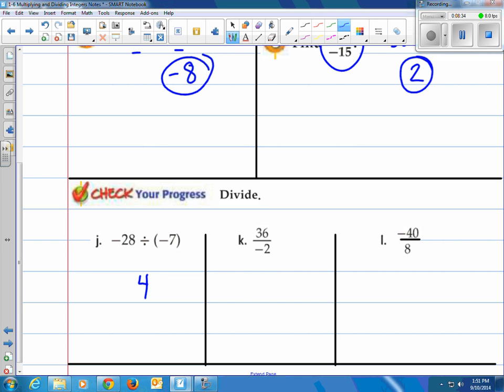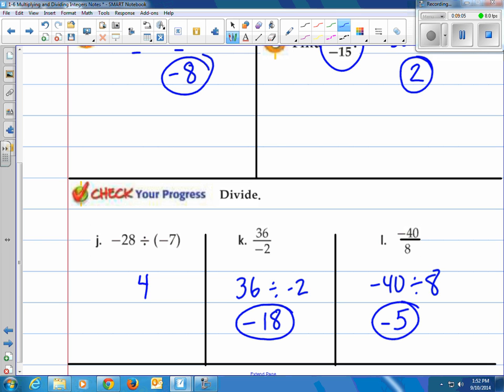And K, this says 36 divided by -2. We have 1 positive, 1 negative, therefore the answer will be negative. And when you take 36 and cut it in half, which is dividing by 2, you get 18. So the answer is -18. And the last one, I, is -40 divided by 8. One's negative, one's positive, so our answer is going to be a negative answer, and then 40 divided by 8 is 5. So the answer is -5.